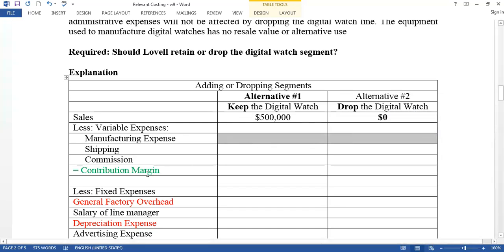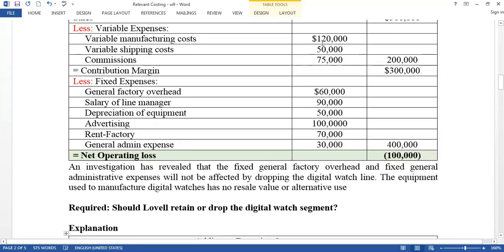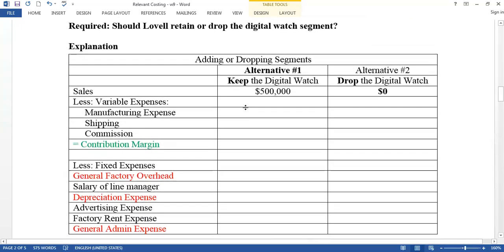Now we have sales. Now these are the variable costs. If you produce the product, then you have these variable costs, right? If you drop it, you don't need manufacturing expense, you don't need shipping, you don't need commission because you already dropped it. So these three items, if you keep them, then you have these three. But if you drop them, you don't have this information.